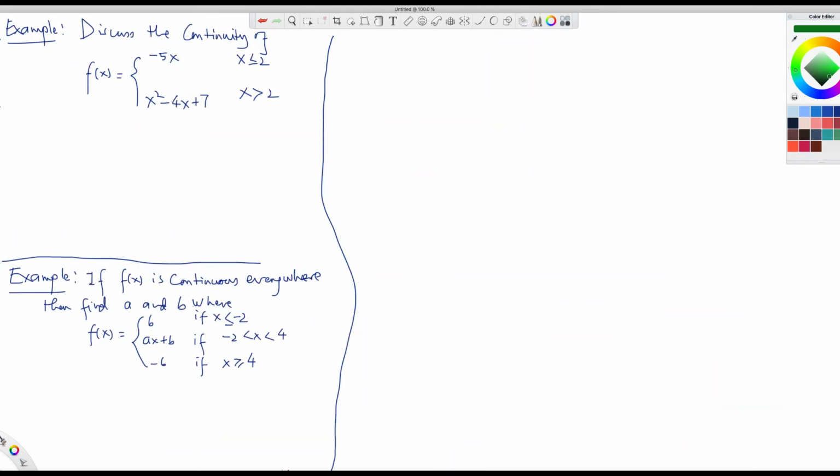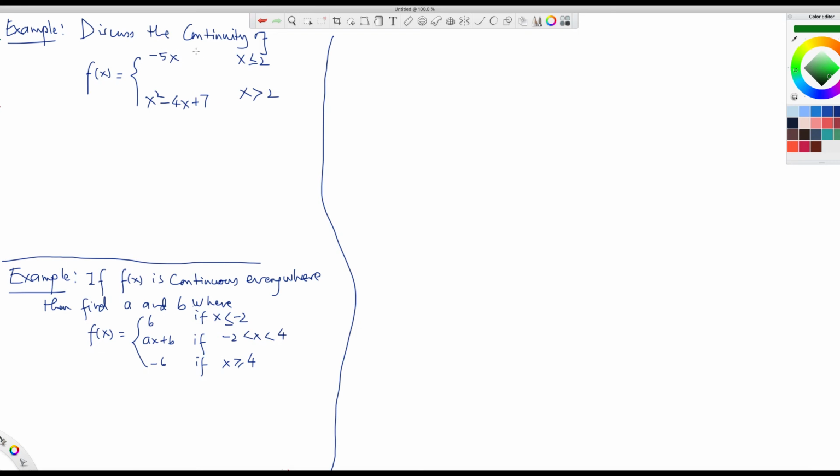Let us see this example that has again a piecewise function. Okay, what does it say? f(x) equals negative 5x if x is less than or equal to 2, and for x greater than 2 it takes this value. Both of these pieces have x. Now you see that this is a polynomial function, of degree 1, a linear function. This is a quadratic function. So they must be continuous everywhere in their domain, but the domain is all the values less than or equal to 2 for this function, and for x greater than 2, that function.